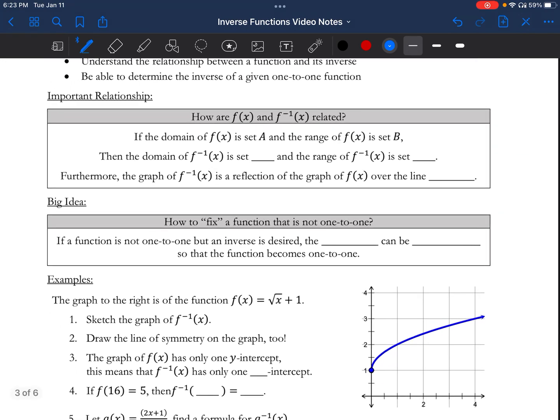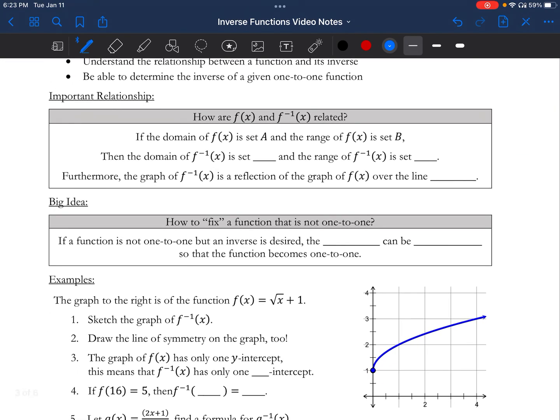So first and foremost, how are f of x and its inverse related to each other? Well, if the domain of f of x is set A, and the range of f of x is set B, or some intervals, then the domain and range are going to switch. So that means the domain is now going to be set B, and the range is going to be set A. This goes back to the concept with inverses that it switches the x's and y's. It undoes the original process. Furthermore, the graph of f inverse of x is a reflection of the graph of f of x over the line y equals x. Again, just going back to the idea of switching the x's and the y's.